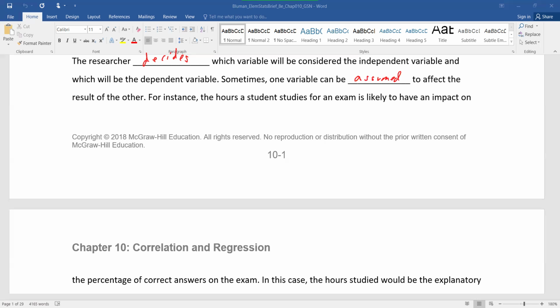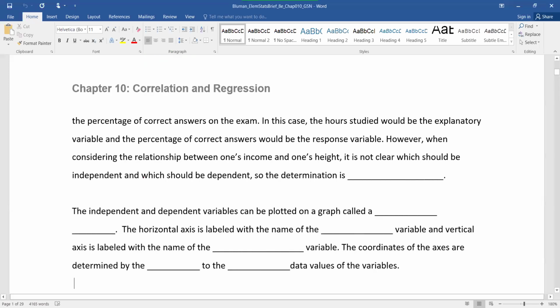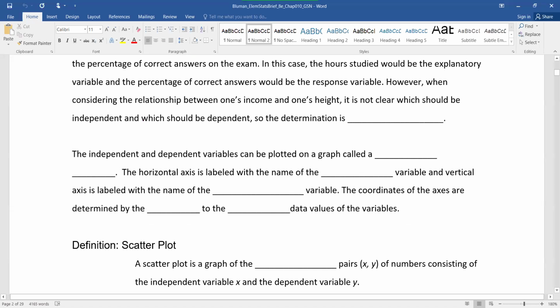However, when considering the relationship between one's income and one's height, it is not clear which should be independent and which should be dependent. So the determination there is kind of arbitrary. It can go both ways, because you have no idea what the researcher wants to do. The researcher's going to have to tell you what it is, because that one's not an obvious thing. Obviously, if you're a tall person, you're going to make more money than a short person. I mean, hello?